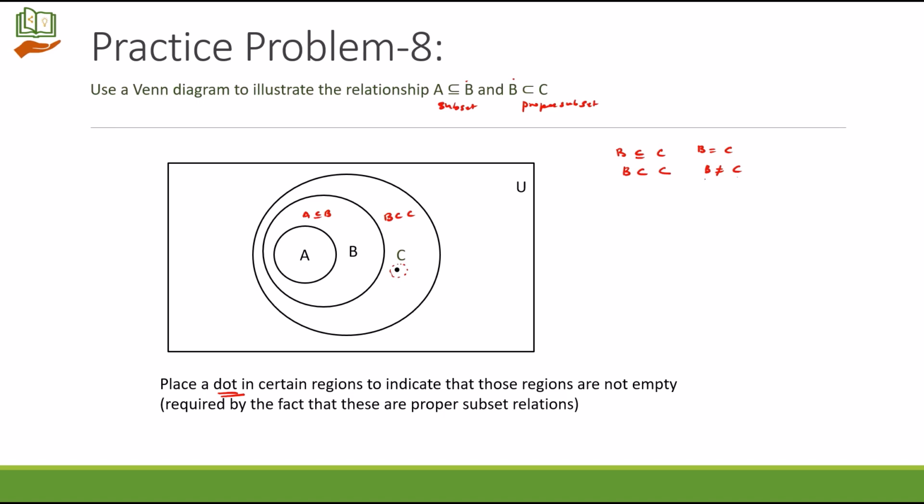When you place A as a subset of B in Venn diagram, inside B you can place A. When you want to place B as a proper subset to C, inside C you have to place B. But this is actually subset relation. When you keep an additional dot, it means C has one element that is not present in B, which makes proper subset property to be true. This is how you have to represent it in Venn diagram.